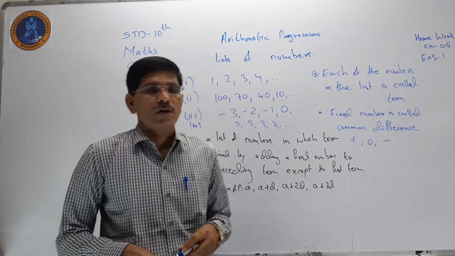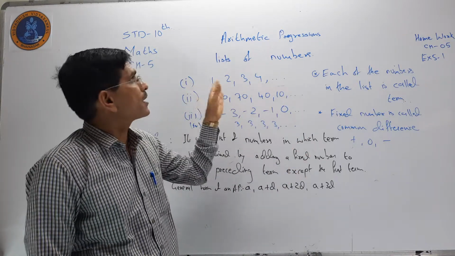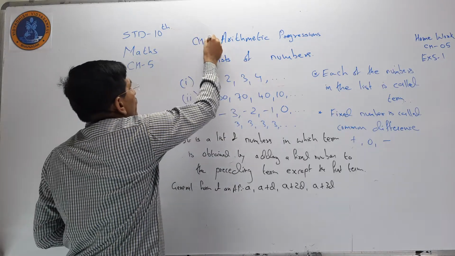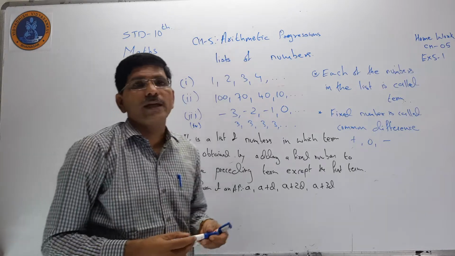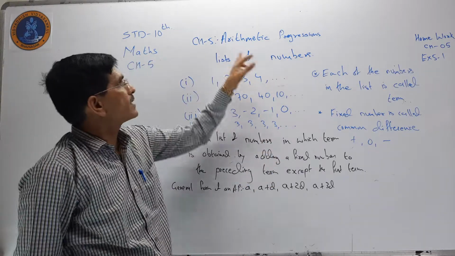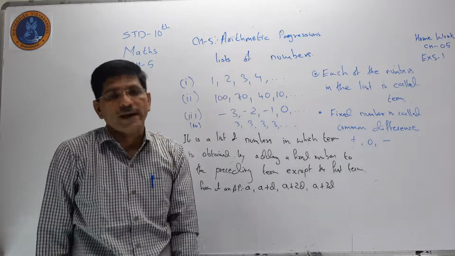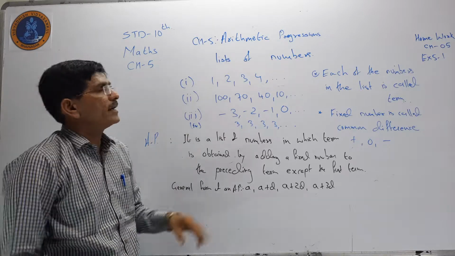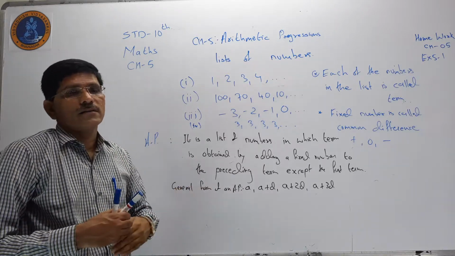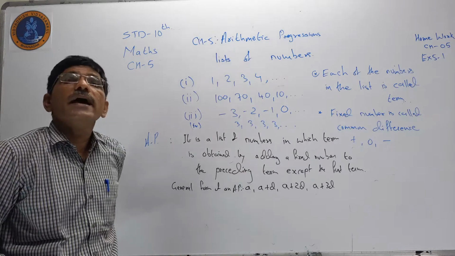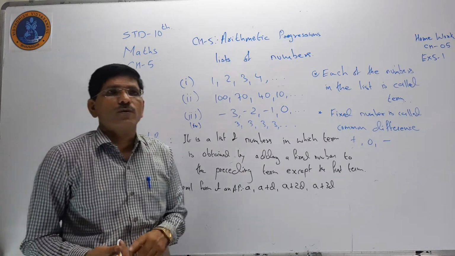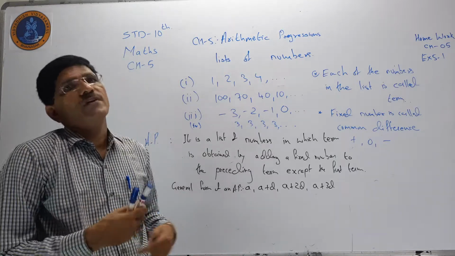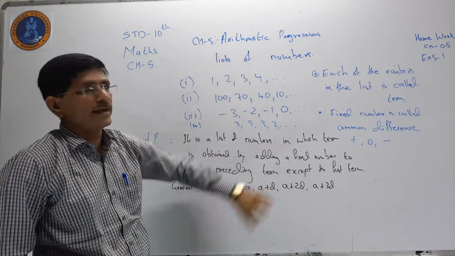Today we want to go for the topic, that is chapter number 5. The name of the chapter is arithmetic progression. Already we know the meaning of arithmetic and the meaning of progression. Related to maths, when numbers are there, we can say it is arithmetic: 0, 1, 2, 3, 4, 5, 6, 7, 8 and 9. From 0 to 9 we can make any number. So when we are using numbers, we can say it is arithmetic.